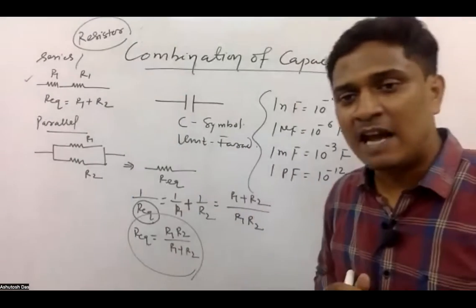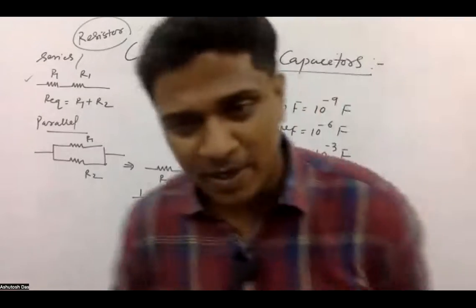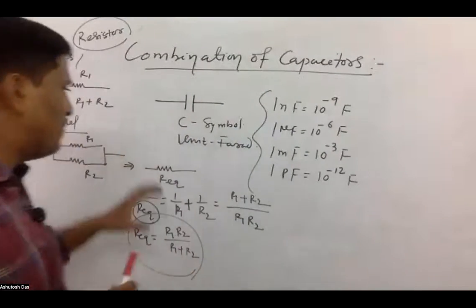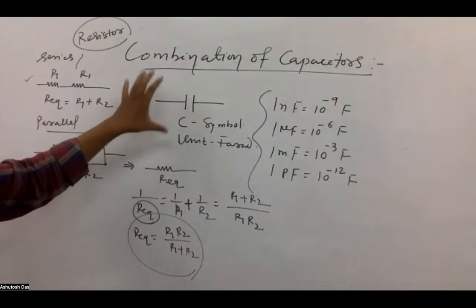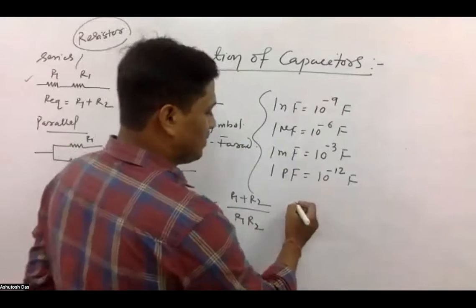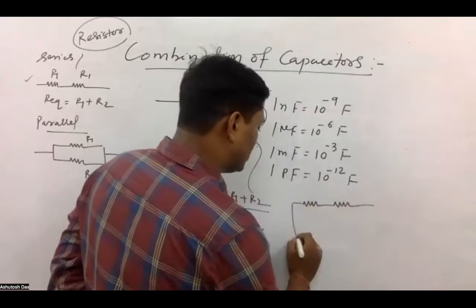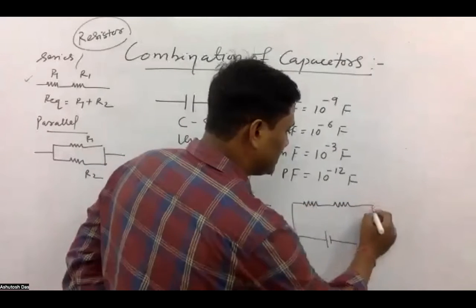But the same thing doesn't happen in capacitance, right? We have discussed in the last class. Once again, I am reminding you what is the formula for combination of capacitors in series and combination of capacitors in parallel, right? Before that, one thing you just remember, students: in series connection what happens and in parallel connection what happens, right?